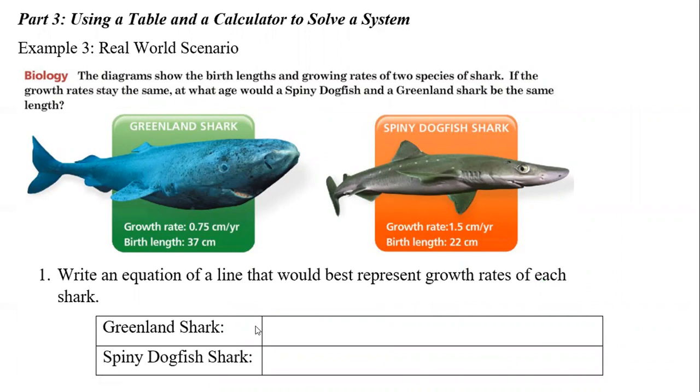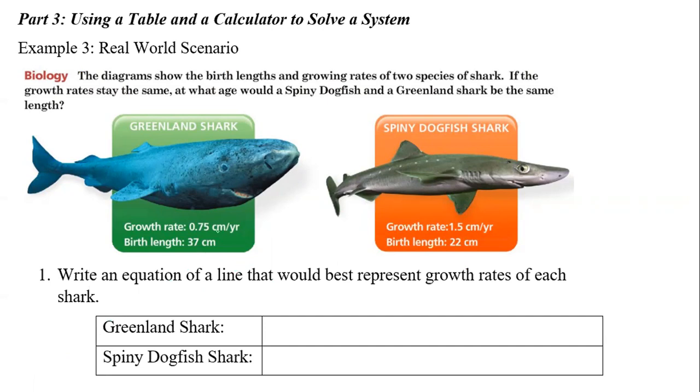Word problems. So biology. The diagrams show the birth lengths and growing rates of 2 species of shark. If the growth rates stay the same, at what age would a spiny dogfish and a Greenland shark be the same length? So the first thing we're going to do is write an equation of a line that would best represent the rates of each shark. So when we talked about what slope meant, remember I told you that it's the rate of change.